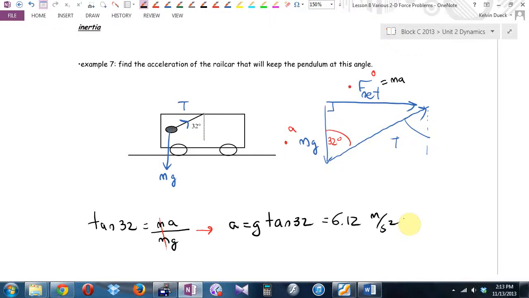Could you ever get it vertical? Could you ever get an angle of 0 degrees? What's 9.8 times tan 0? What is the tangent of 0? 0? Yeah, you know what that's saying? It's saying that if you're stopped, it's not going to be horizontal. It's saying you can't do that either, unfortunately.